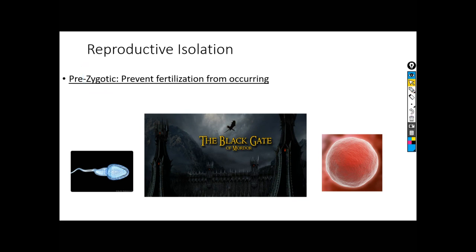Okay, so let's look at the techniques or the systems in place to keep our party from occurring.